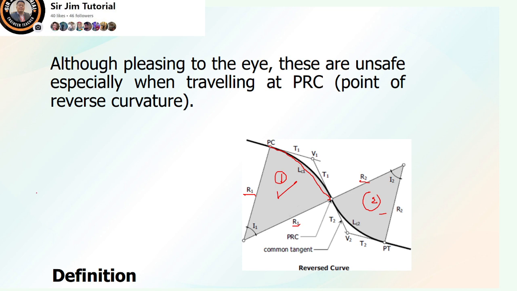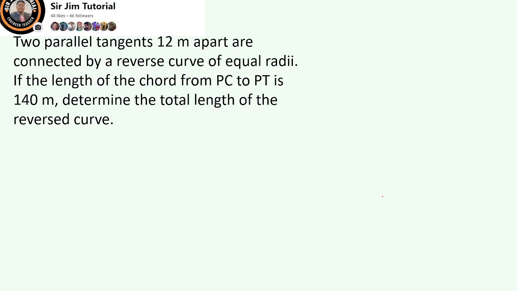Unlike in the compound, in compound you travel here, you can have, let us say R1, and then from here you might increase the curve, becomes big, to R2. In the compound curve, the simple curves are adjacent, whereas in the reverse curve it's opposite. Okay, so let us have this problem.